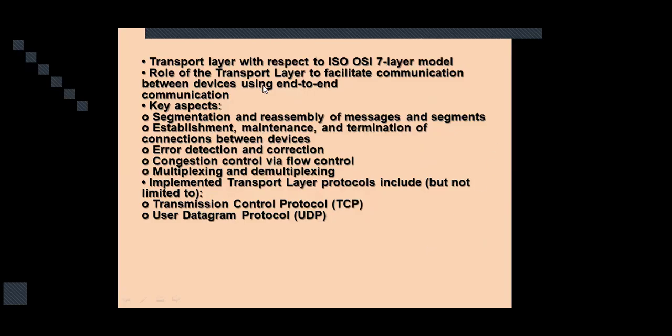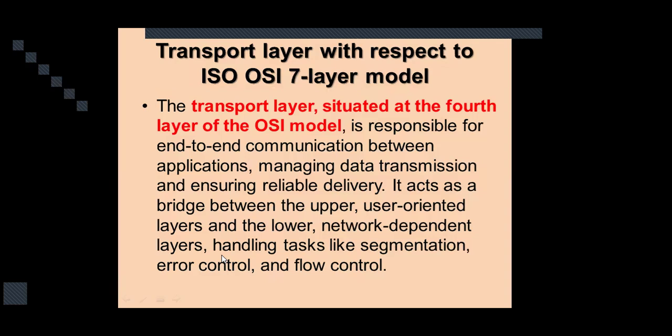Then we come to the next topic, that is the transport layer protocol. Here we will learn the purpose of the transport layer protocol with respect to the OSI 7-layer model, and the role of the transport layer in facilitating communication between devices, end-to-end communication. Key aspects: segmentation and reassembly of the message, connection establishment, maintenance and termination, error detection and correction, congestion control, flow control, and multiplexing. Implementing transport layer protocols includes, but is not limited to, Transmission Control Protocol (TCP) and User Datagram Protocol (UDP). These are the key topics that we are going to discuss.